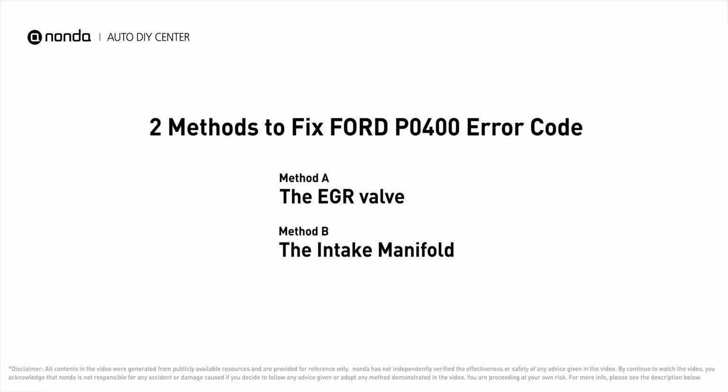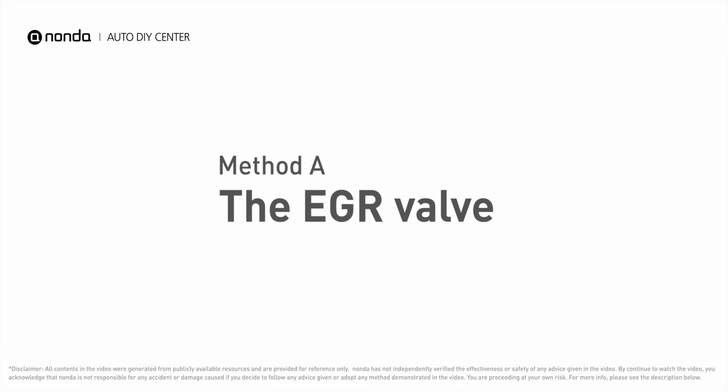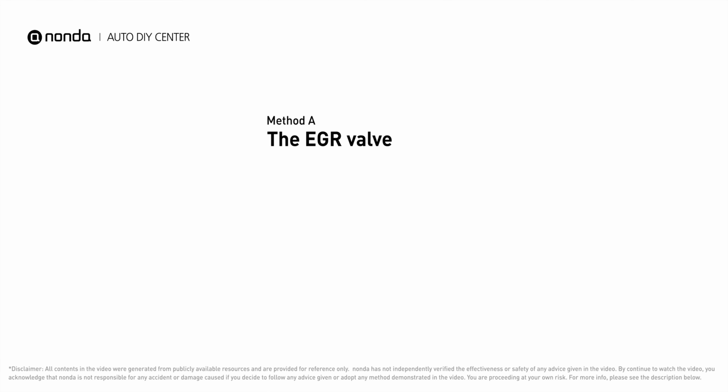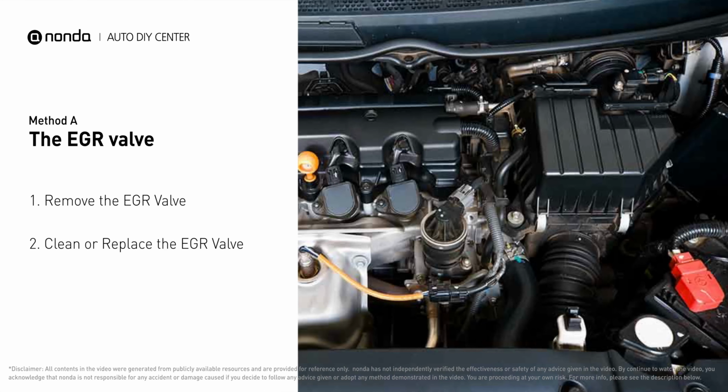Here are 2 of the most practical solutions to fix Ford's P0400 error code. Method A, the EGR valve. Looking at the engine from the front, the EGR valve is located towards the rear of the engine just to the right side of the center.